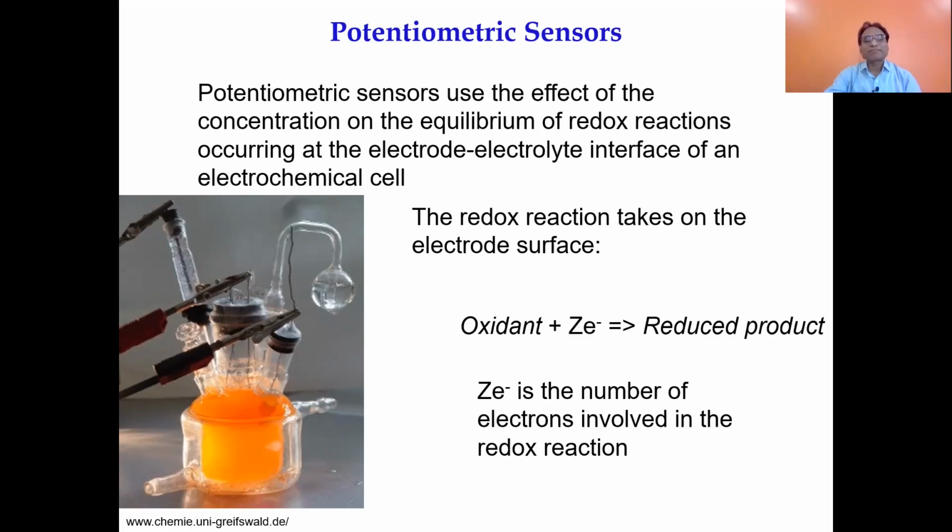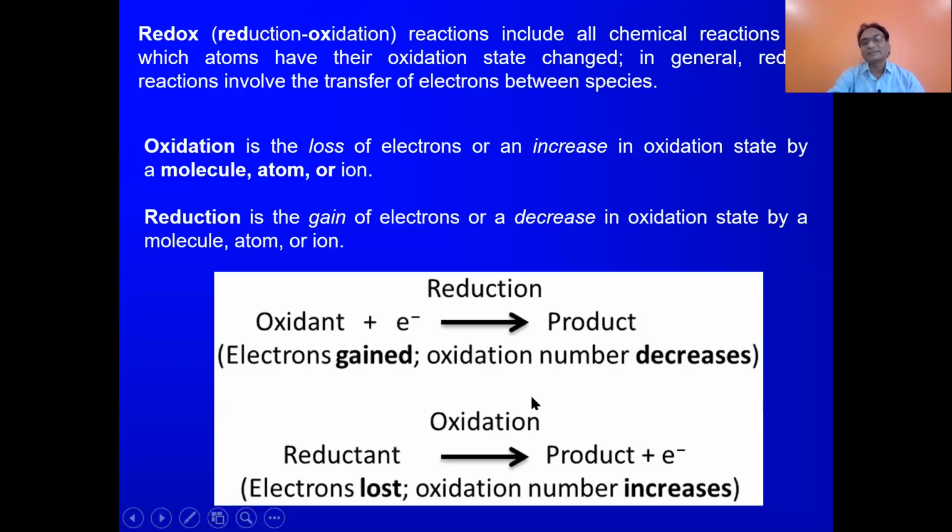Now, as far as electrochemical sensing or the electrochemical cell is concerned, the redox reaction is going to be very, very important. It takes place on the electrode surface, right? So either it can be oxidation or reduction. Let us say this is oxidation: oxidant plus electron, and as a result of that, you are going to get some reduced product, where Z is the number of electrons involved in the redox reaction.